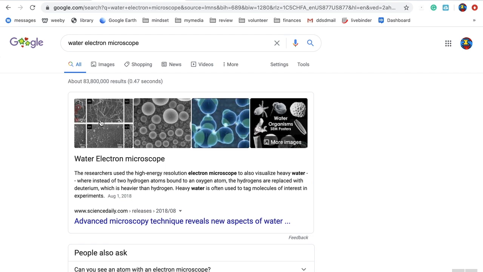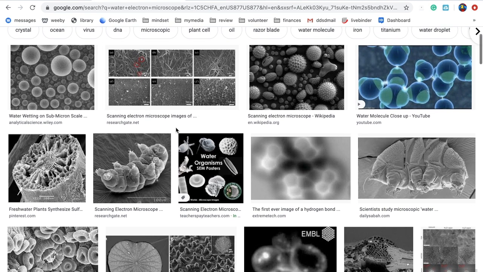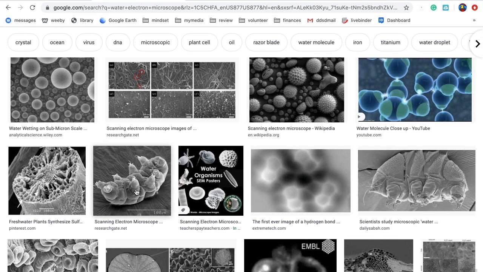Hey guys, here we are, and I have searched water electron microscope. And what I want you to see is, again, click on images. Even something as simple as water is very different than what our eyes see. Now, not all of these things are water. This is a water bear. It's a very small microorganism that does amazing things we're going to learn about later. This is probably either sand or dust or pollen. Actually, two things here that are water are our first image on this first row and our last one.